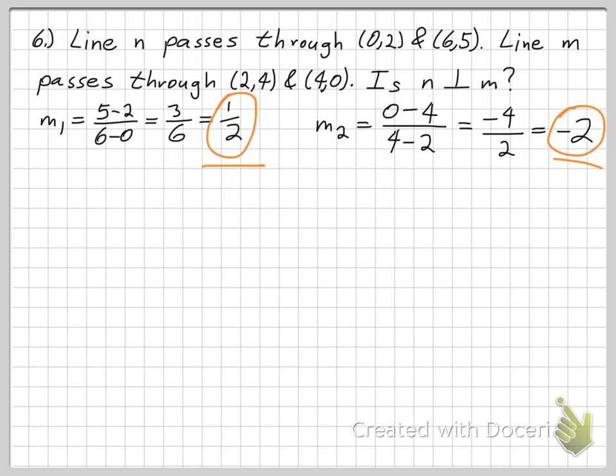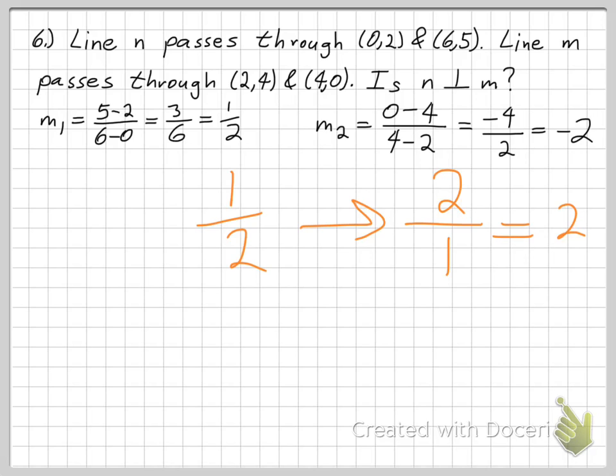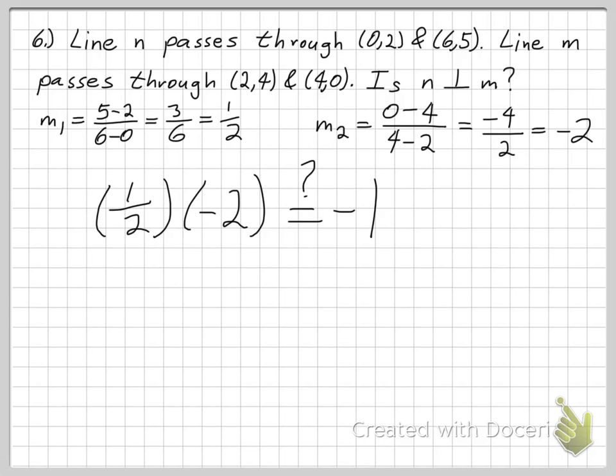And now I need to compare these two slopes. Well, I notice that they are opposite and reciprocals of each other. This is a positive number. The opposite of a positive number is a negative number. And the reciprocal of 1/2, remember reciprocal is when you take the numerator and put it in the denominator, and take the denominator and put it in the numerator, or flip the top for the bottom and the bottom for the top. So then this 1 would go on the bottom, and this 2 would go on top. So the reciprocal of 1/2 is 2. So they are opposite and reciprocals of each other. Another way to look at this is when you multiply 1/2 by -2, do you get -1? And yes, of course you do. 1/2 of -2 is -1. So yes, line N is perpendicular to line M.